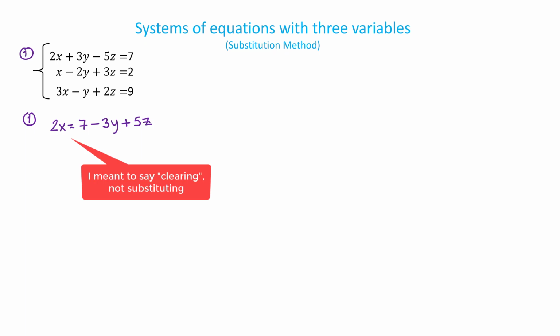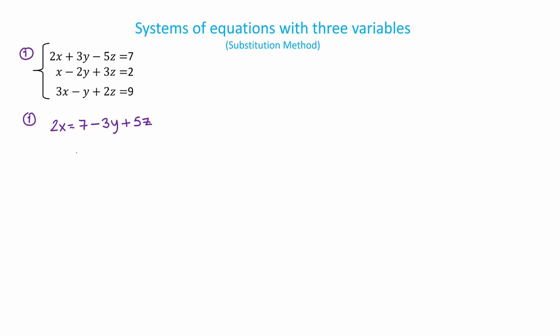And I have 2x. Since I need x by itself, the 2 that's multiplying x passes dividing to the other side. And I get x equals 7 minus 3y plus 5c over 2. Okay, in this step, I am done clearing x. Now I know that x equals 7 minus 3y plus 5c over 2. I'm going to take the value of x that I cleared and substitute it inside another equation.